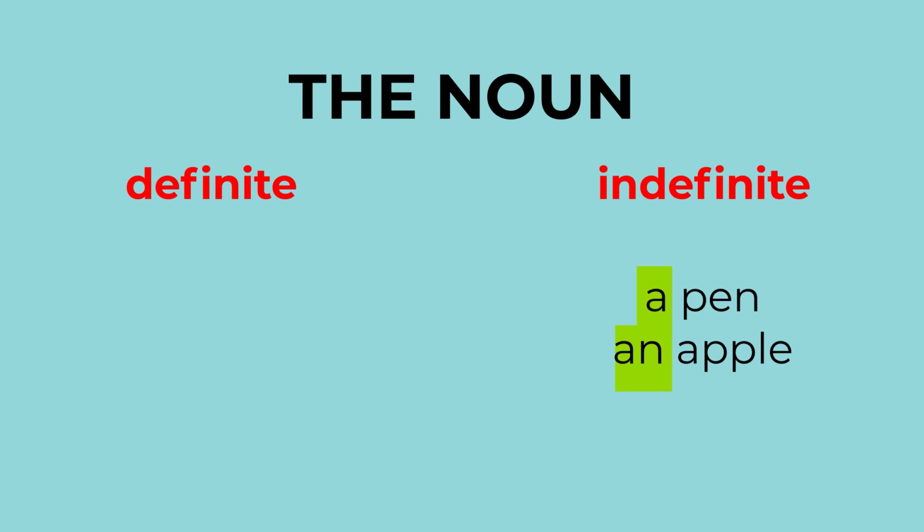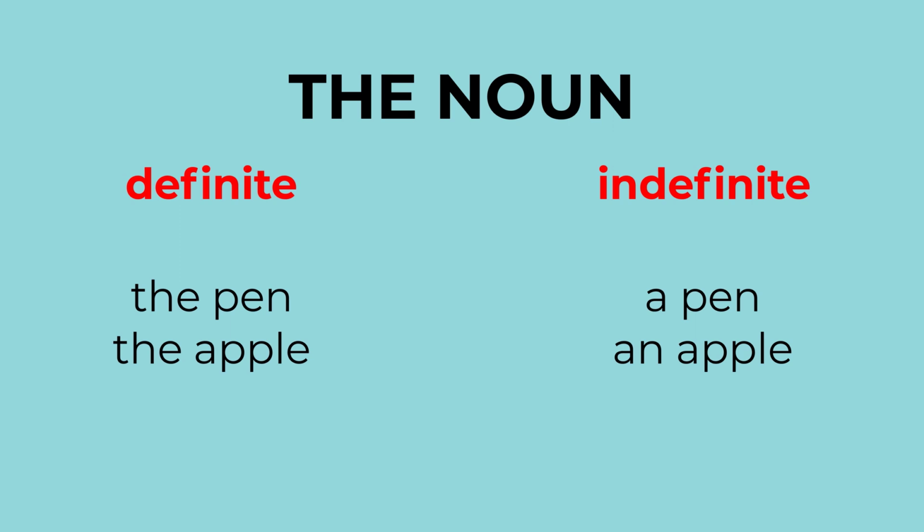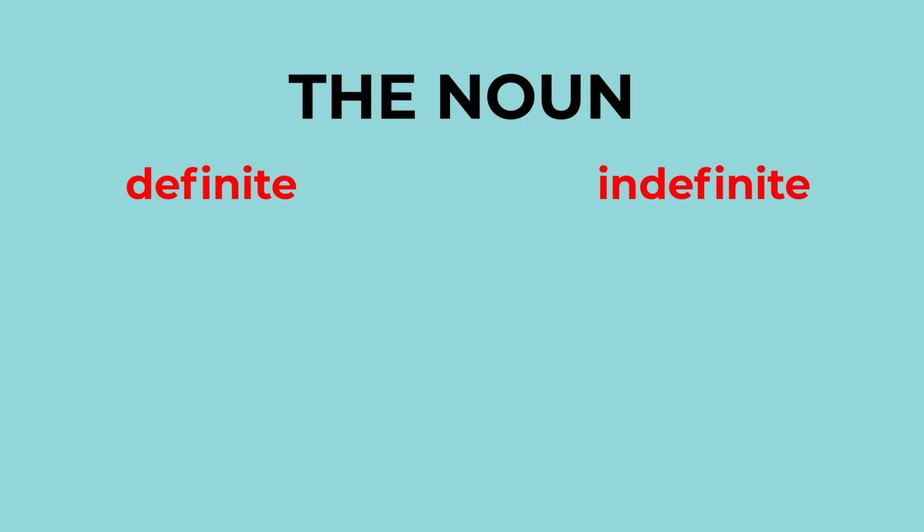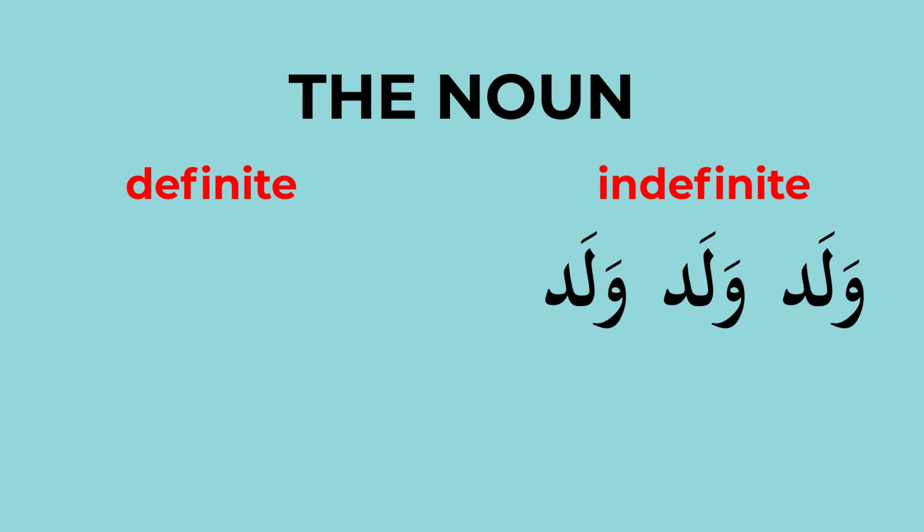Are you with me? This, when it comes in front of a noun, makes it indefinite. How do you make it definite? The. Now, in order to make an indefinite noun in Arabic, we do not have anything similar to this. But at the end of the noun, we put a double vowel sign. Are you with me? We put a double vowel sign.